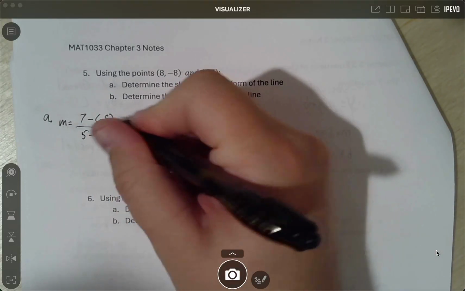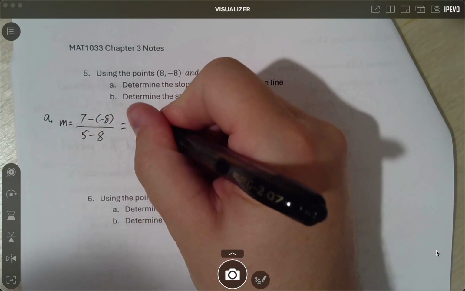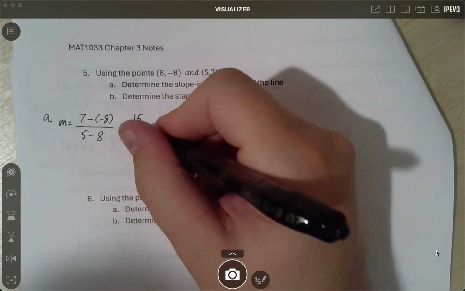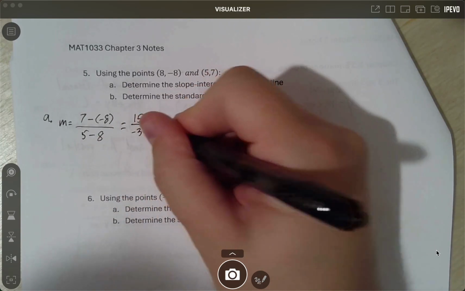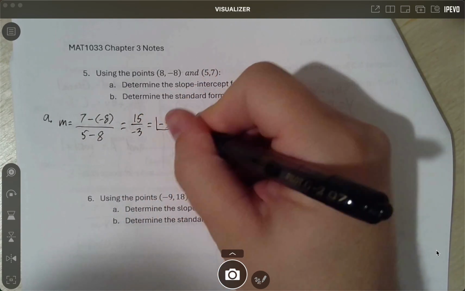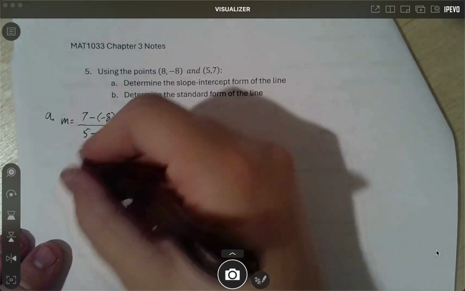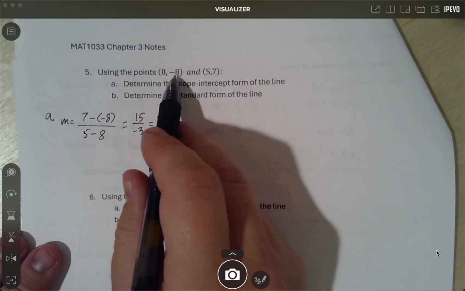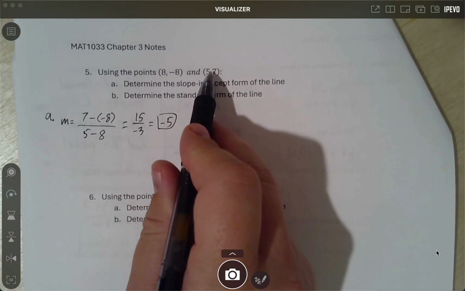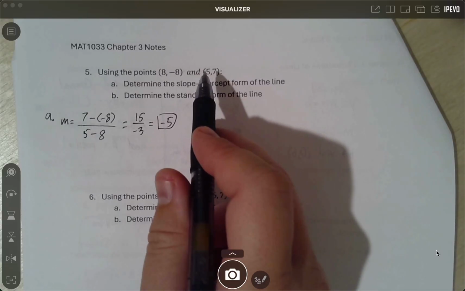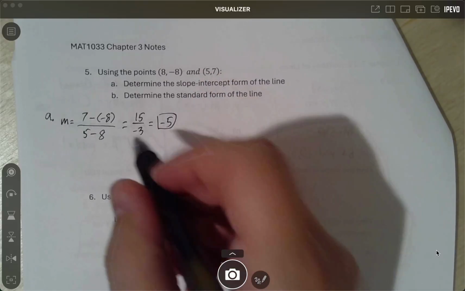And let's work this out. That's going to be positive 15 when you double negate that. And then that's going to be negative 3 on the bottom. So it looks like my slope is negative 5. Now I put a box around it, but we're far from being done because all I found is the slope, and I want the slope intercept form. Here's the bummer, though. None of these points are the y-intercept because they're not 0, comma something. So I'm going to have to use the point slope form.